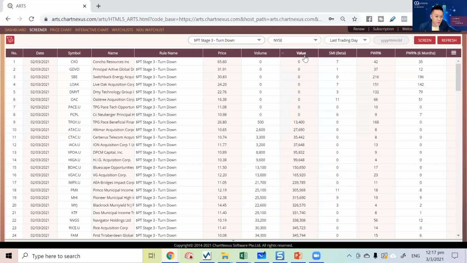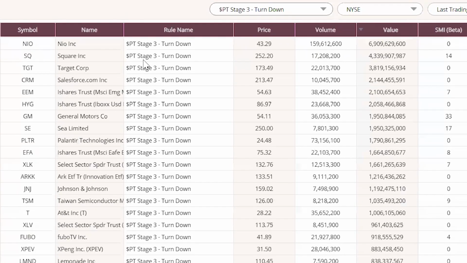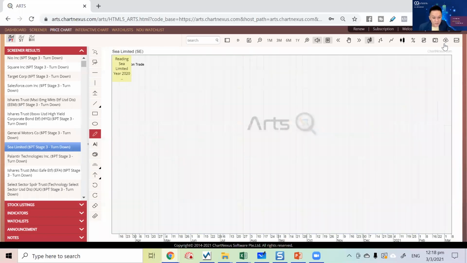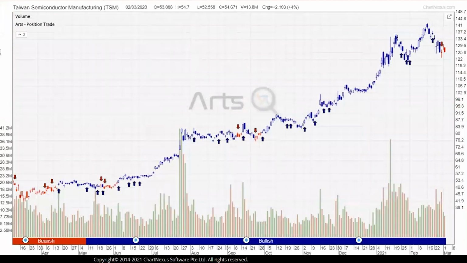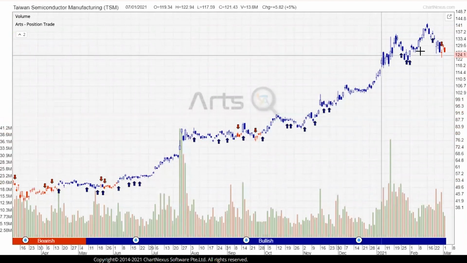Same thing for NYSE. If you look at it, stocks like NIO, Square, Salesforce, even Sea Limited turned red. Oh my god, this is one of my favorite stocks. Even my favorite stocks have turned red, which is not a good sign. Even TSMC, which has been up for so long, turns red.